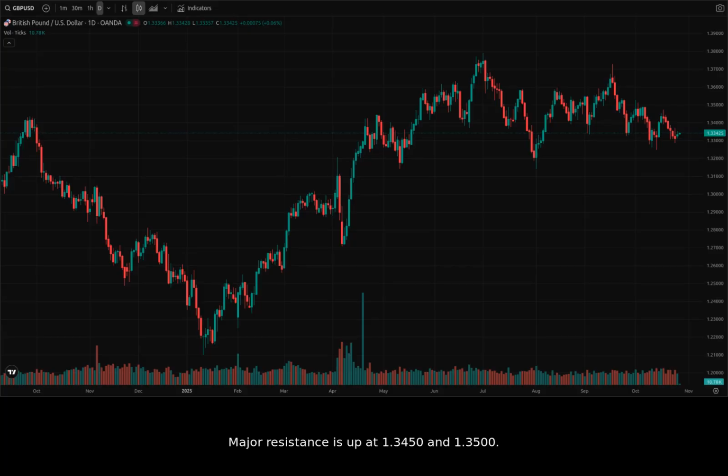Major resistance is up at 1.3450 and 1.3500. Minor, short-term resistance is at 1.3370 and the psychological 1.3400 handle. We are currently trading around 1.332. Our critical short-term support zone is between 1.3300 and 1.3286.